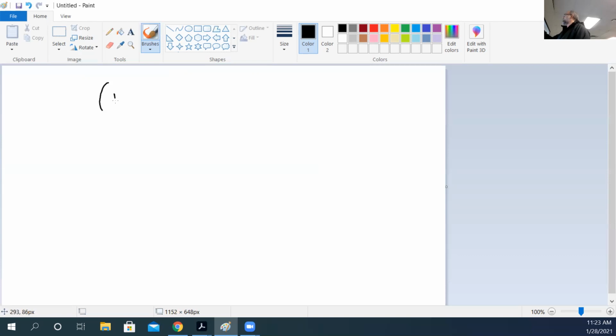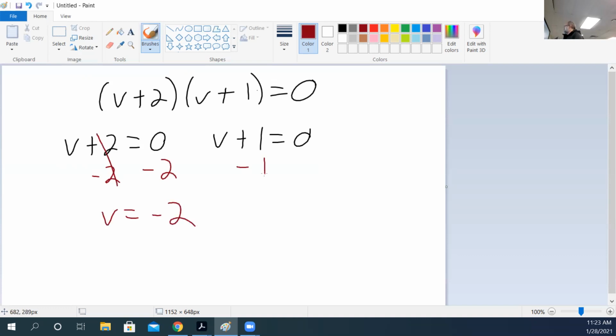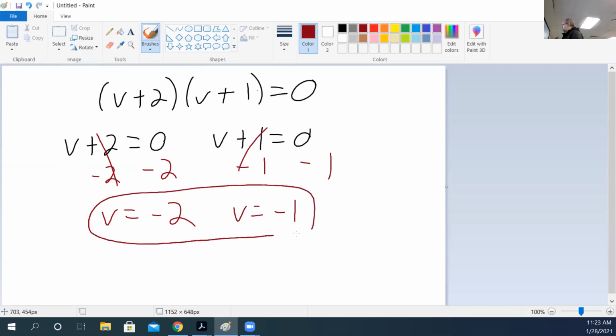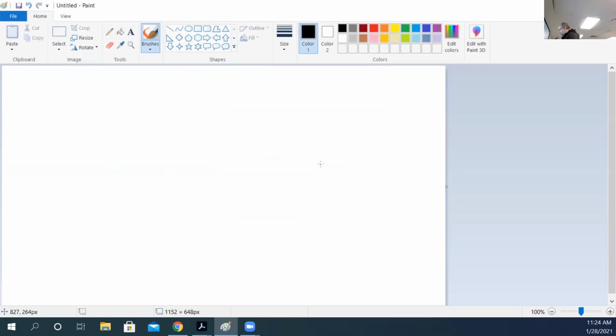All right. Next one for us. V plus 2 times V plus 1 equal to 0. So just pull them apart. V plus 2 equal to 0. V plus 1 set equal to 0. Opposite, move it across. So V equals -2. This opposite, move it across. V equals -1. There we go. All right, looking good. You could always pause if you need to.